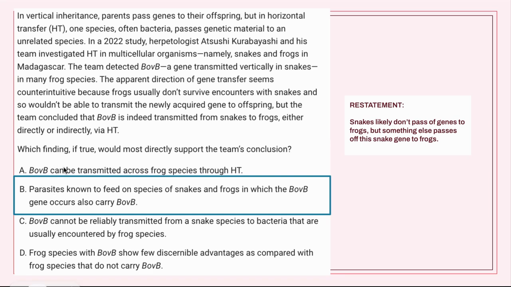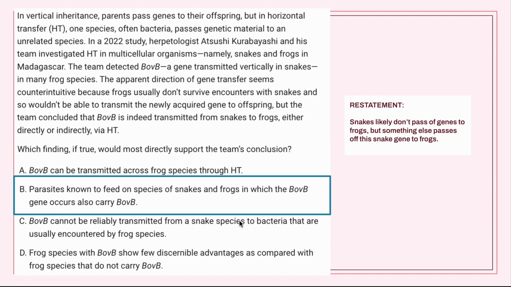A. BOFB can be transmitted across frog species through horizontal transfer. That's still not explaining how it gets from the snakes to the frogs. It's just saying among frogs that could happen, that's fine, but how does it get from the snakes to the frogs? C. BOFB cannot be reliably transmitted from a snake species to bacteria that are usually encountered by frog species. Well, this is kind of the opposite. This is saying that it can't happen, because it is possible that instead of a parasite in this situation, it was a bacteria.